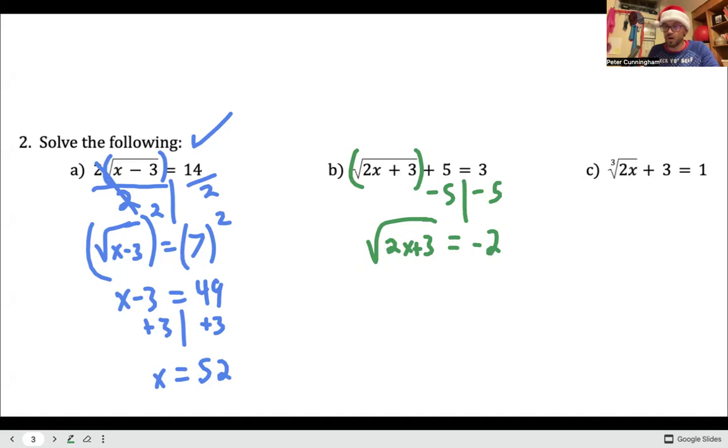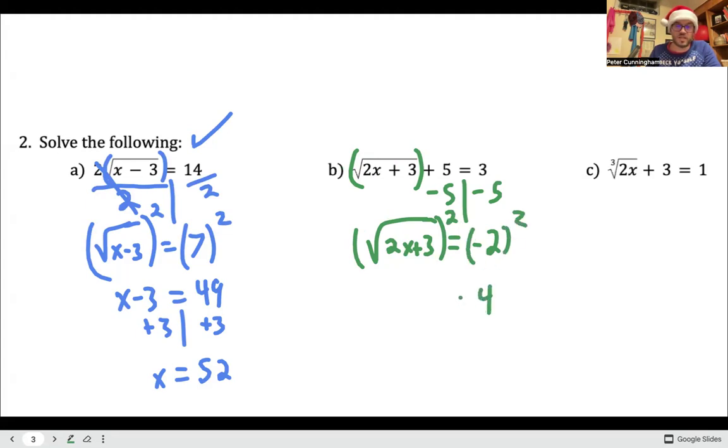A bunch of people are saying, oh, we learned about imaginaries right now. We can take square roots of negatives now to get imaginary answers, but we'll never get the answer that is a negative to a square root. Kind of funky that way. So if it didn't tip you off that this is a no solution already, fine, go through the process. That's okay. Okay, square both sides.